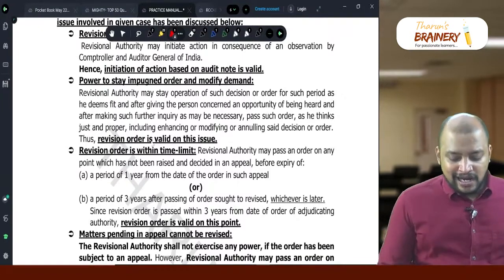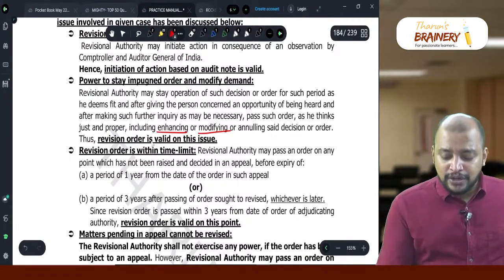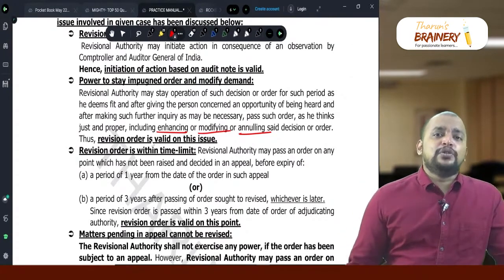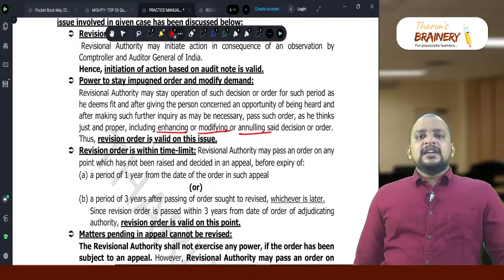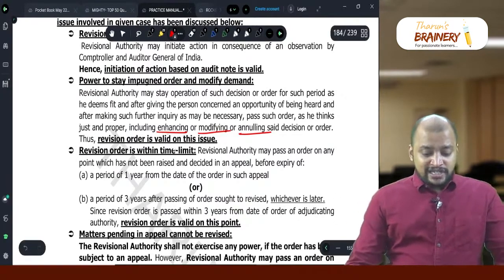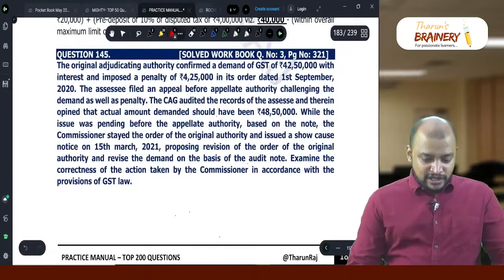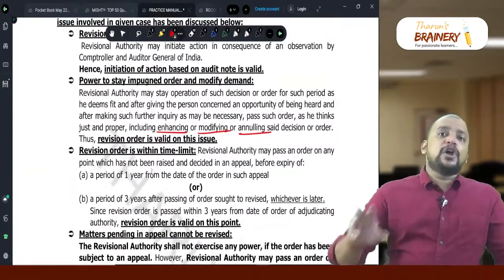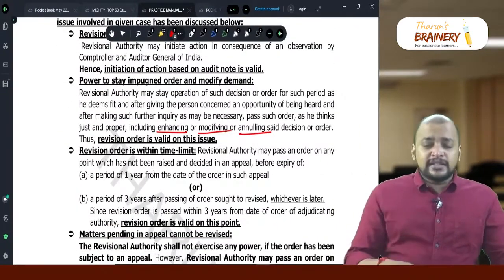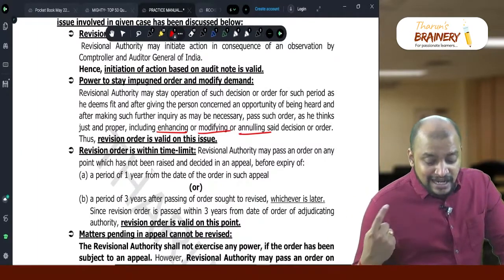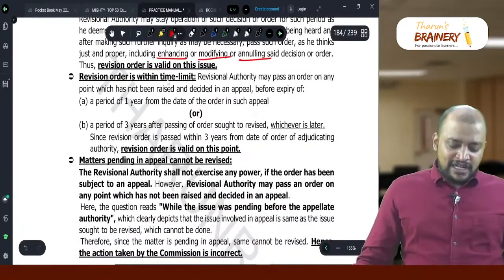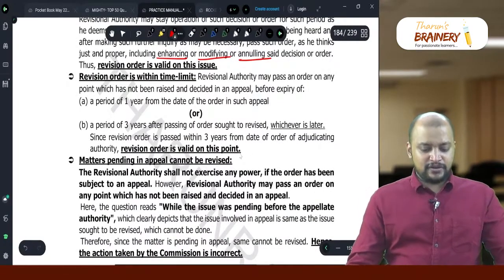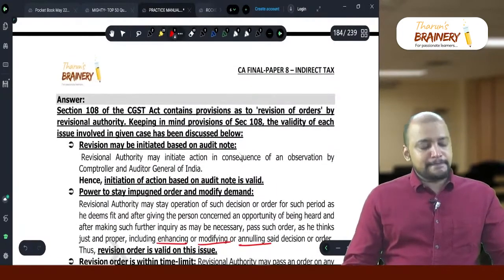They can either enhance or modify, that is reduce, or annul the said decision or order, but there is a time limit to do that revision. What is that? If the person went for appeal on this adjudication order, then it is 1 year from the outcome of the appeal or 3 years from the adjudication order, whichever is later. So, the revision order.